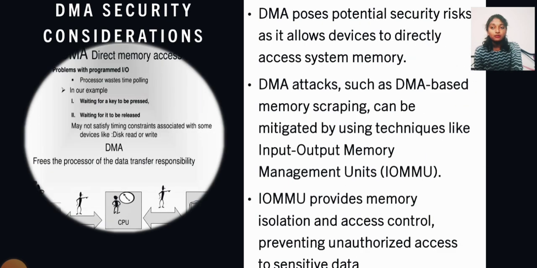So the next is DMA security considerations. DMA poses a potential security risk as it allows devices to directly access system memory. DMA attacks such as DMA based memory scraping can be mitigated by using techniques like the input output memory management unit, that is IOMMU. IOMMU provides memory isolation and access control, preventing unauthorized access to sensitive data.